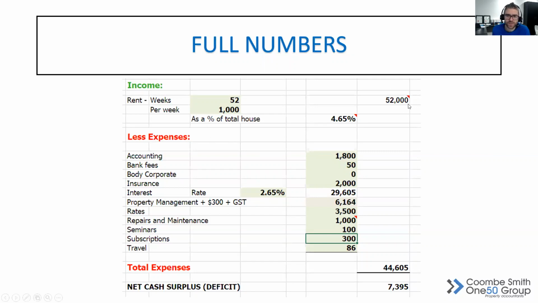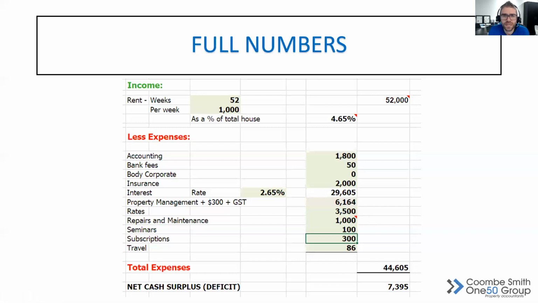In this case, 52,000 divided by 1.1 million is a 4.65% yield. So normally I'd be thinking, oh, it's a little bit low, there's not very good cash flow, but with interest rates being so low, it really makes a big difference. So then I look at all the expenses. I've got accounting, I've got insurance. It's higher than normal, but you've still got 2 houses on one title. Interest, 2.65% at the moment. Property management, rates maybe 3.5 for the 2 houses. Repairs and maintenance, it's a brand new house, so your repairs are quite cheap.